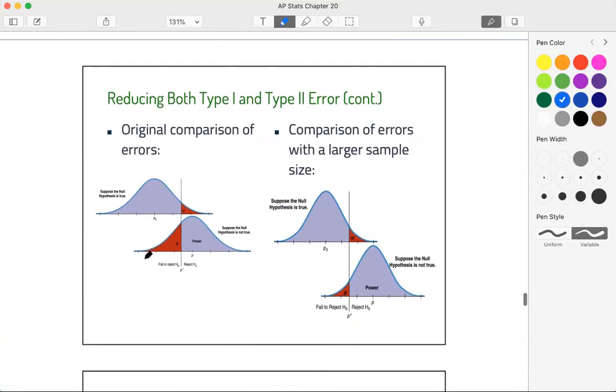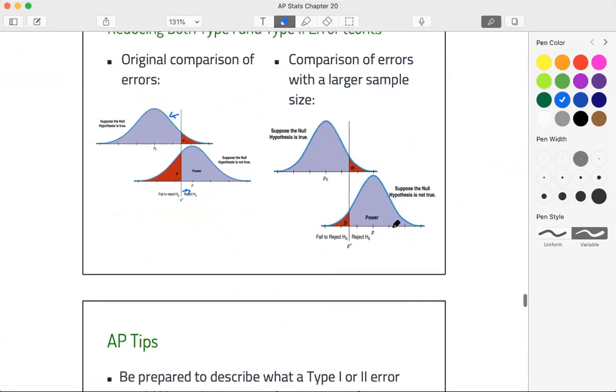So here's the original comparison, okay? So here's alpha, here's beta, here's alpha, here's beta. So we could move one or the other, but that's automatically going to increase or decrease the other. Or if we wanted to decrease both, we just increase our sample size.